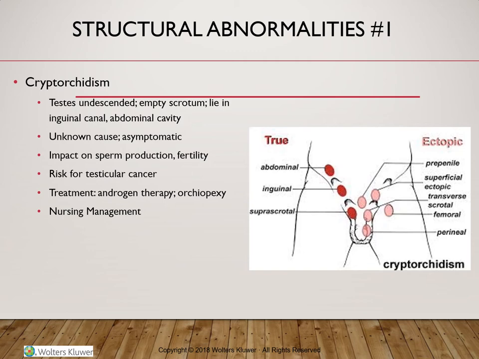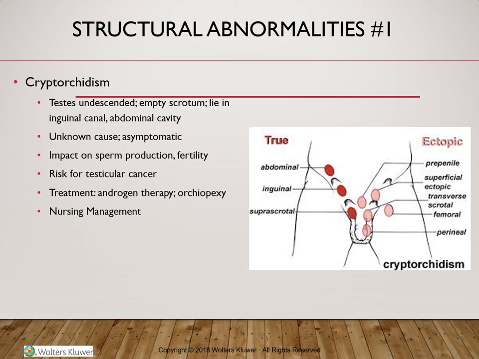Crypto means hidden or unevident. So cryptorchidism is that condition in which one or both testes are not present in the scrotum. It's a failure of the testes to be present in the scrotum, and undescended testes can be on one side or on both sides.